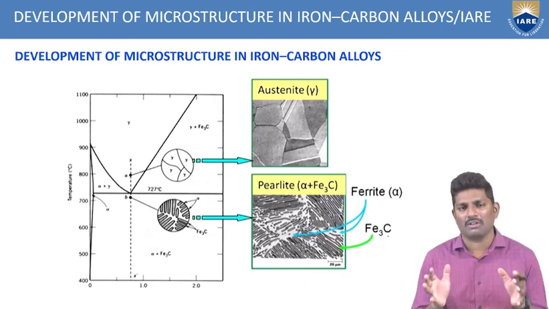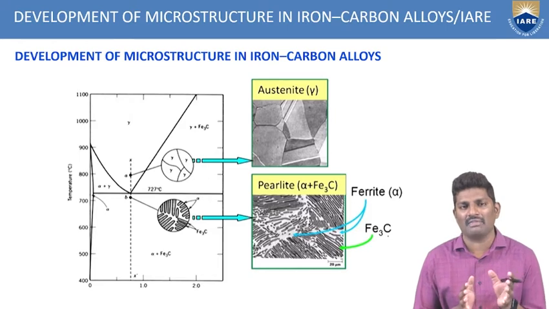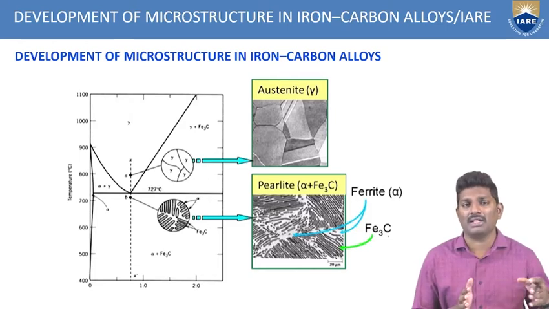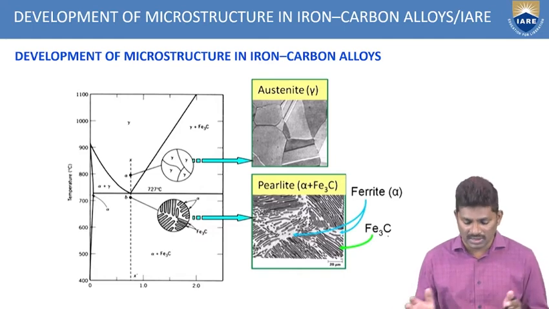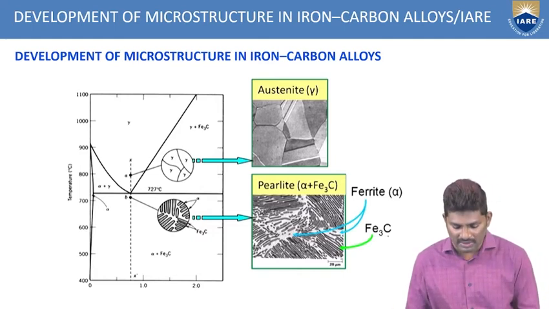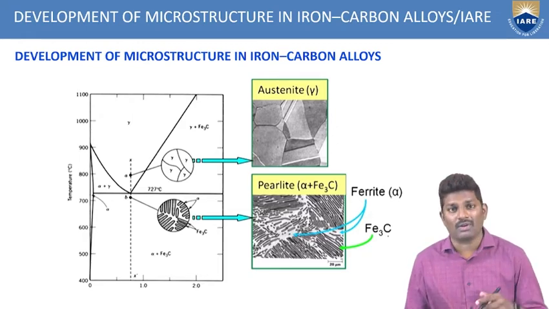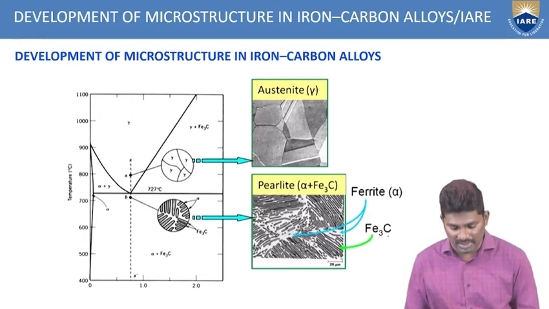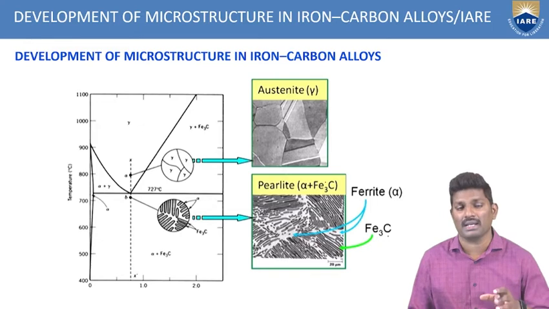So it is a combination called pearlite. These alpha and Fe3C are arranged parallel to each other, alternately one after the other. So this is the ferrite. What are the things you are seeing? The light thing, that is the alpha. And what are the dark areas you are seeing in this microstructure? That is called Fe3C. So the combination of both alpha plus Fe3C is called pearlite.